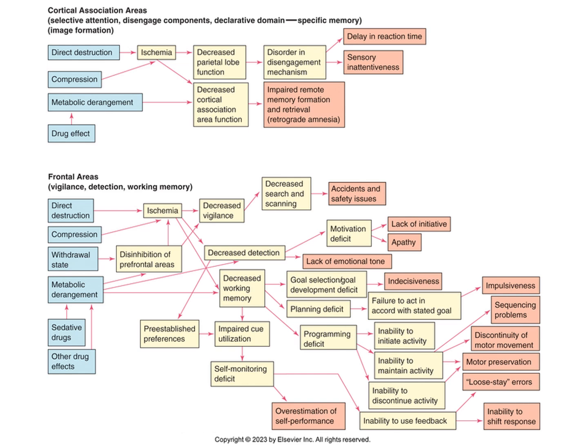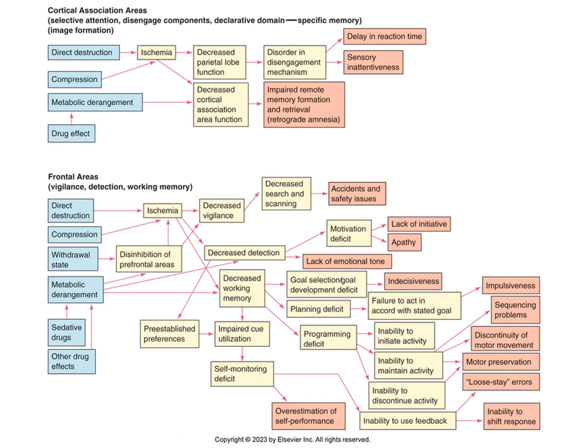A loss of emotional tone emerges, often seen as apathy or lack of motivation. Working memory deteriorates, leading to failures in goal setting, planning, and following through on even the simplest sequences of activity. But the impact runs deeper. Individuals may become indecisive, unable to initiate or maintain action, and may even struggle to stop once a task has begun. Some repeat behaviors inappropriately, a condition known as motor perseveration.